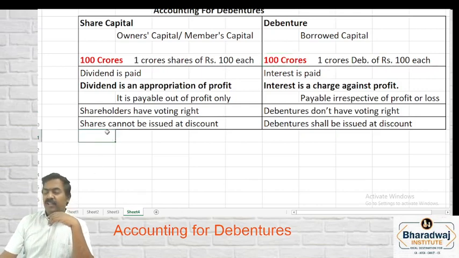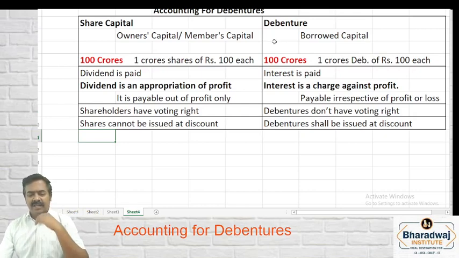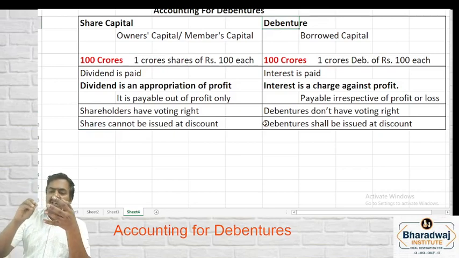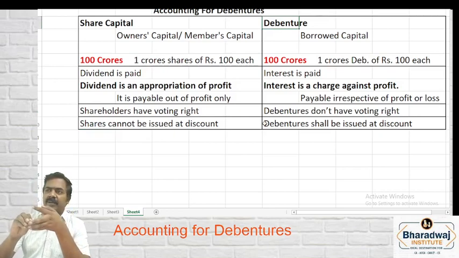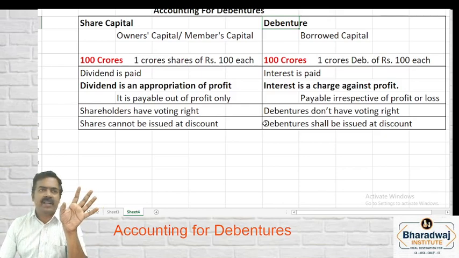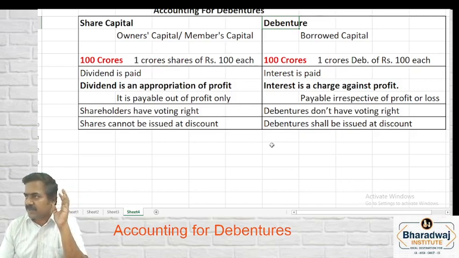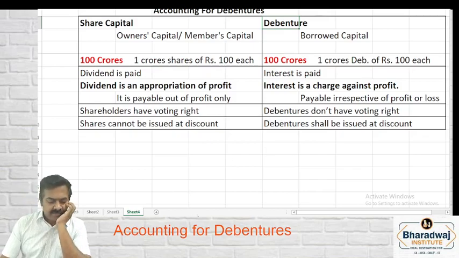Can you forfeit shares? Can you cancel shares? Yes. But can you cancel debentures? No. You can cancel the shares, but not debentures. For example, we collect application money, allotment money, first call money. If a shareholder is not paying the money, you can forfeit the shares. Can you cancel the debentures? You cannot cancel the debentures for non-payment of money.